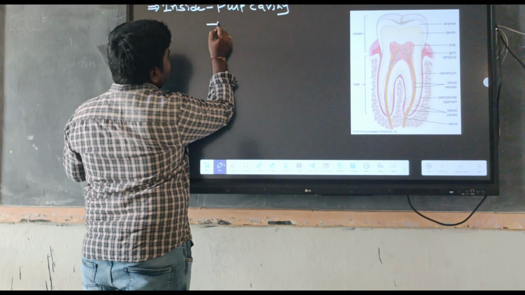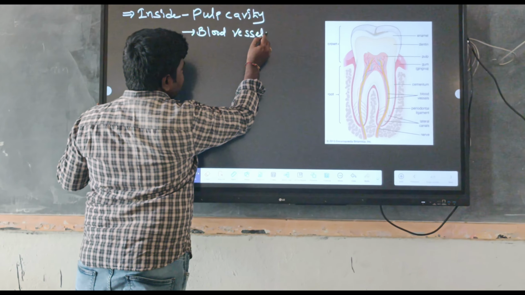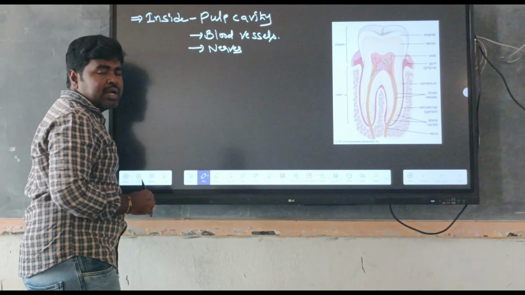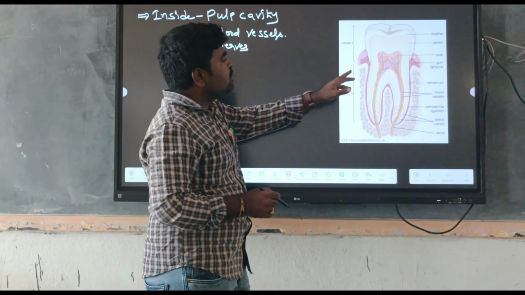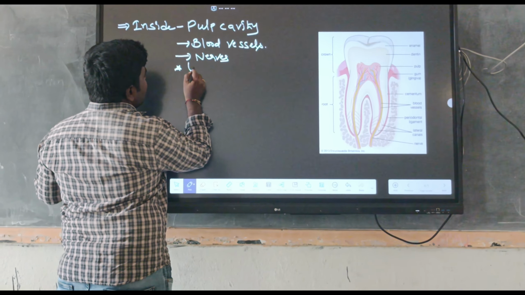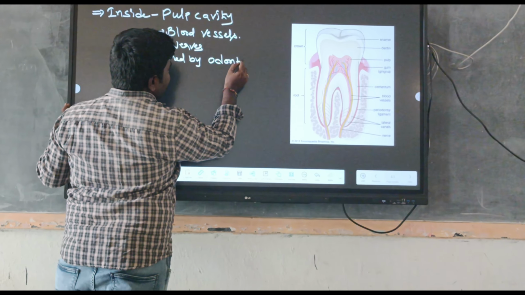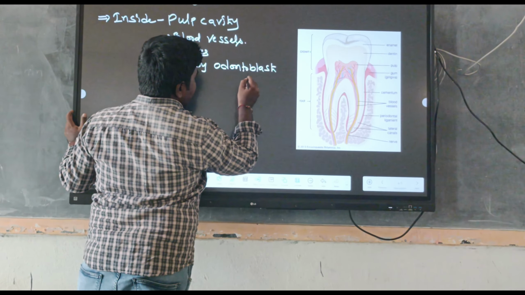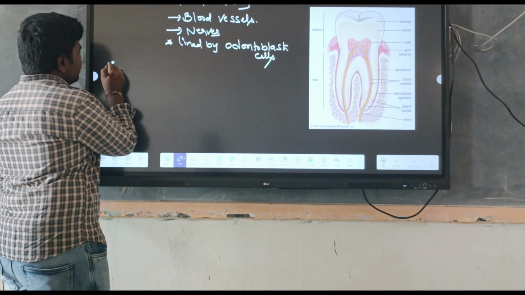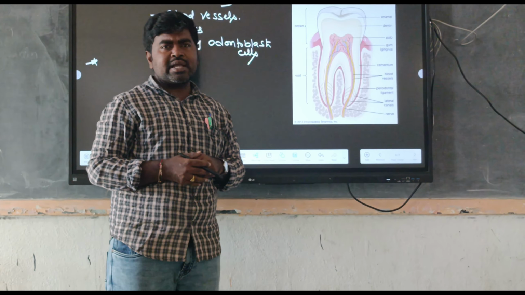The pulp cavity contains blood vessels and also contains nerves. So it is mainly composed of blood vessels and nerves, and the most important thing is the pulp cavity is lined by odontoblast cells. The pulp cavity is lined by which cells here? Odontoblast cells.